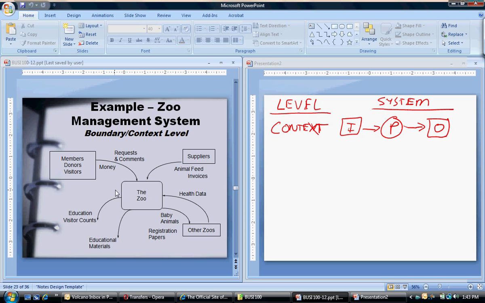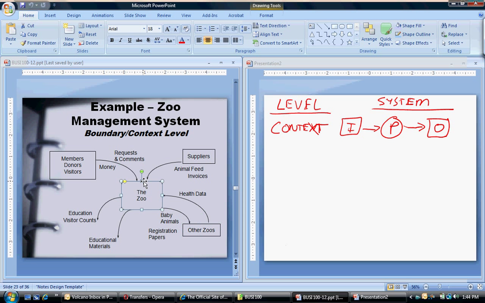In this case, we can see the center section here. This is the actual process called the zoo, and we have members over here that are providing money and requests and so forth as input to the zoo. We have suppliers on this side that provide animal feed, invoices, etc. as input to the zoo. And then the zoo may produce some baby animals or registration papers, whatever else might get generated from the zoo. It will also generate educational materials and so on. These would be considered output types of reports.